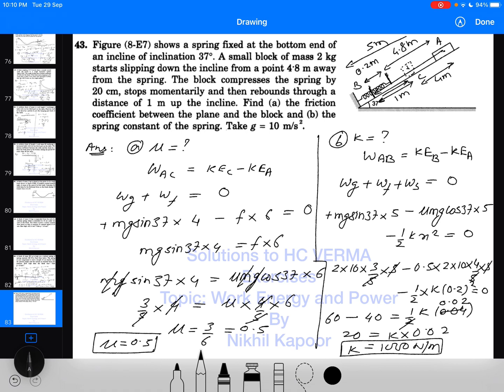There are many methods to solve this question. I have done it by this method, taking first AC and then AB. Okay, thank you.